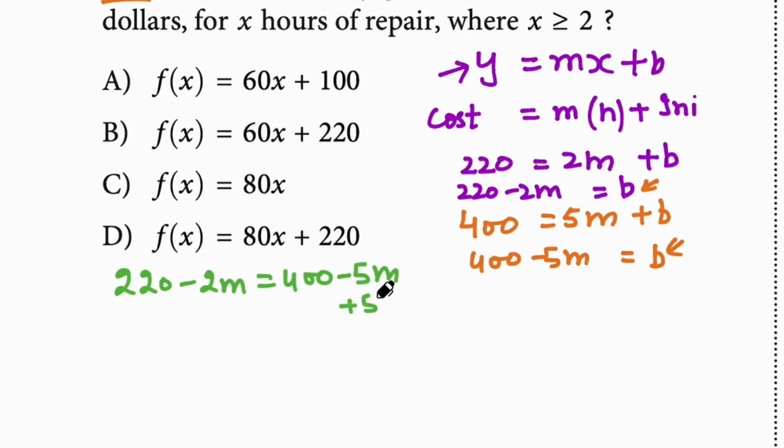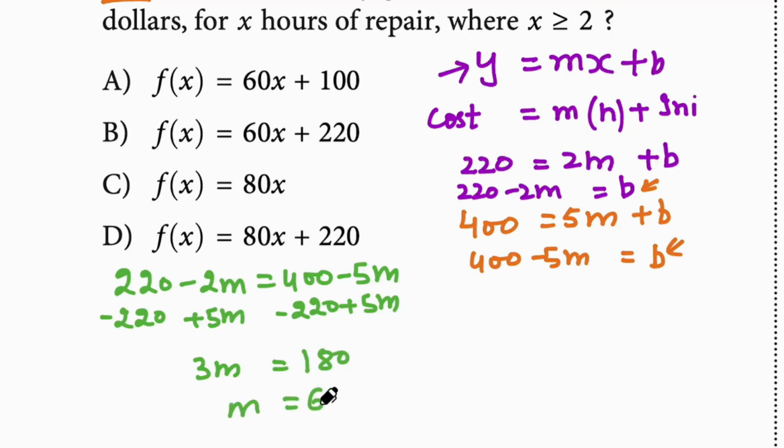So adding 5m on both sides, and this will be 3m. Now I need to isolate m, so I'll get rid of this 220, and that is minus 220. So that is equal to 180. So m is equal to 60. Now m is 60 here and m is 60 here. C and D options are already deleted.